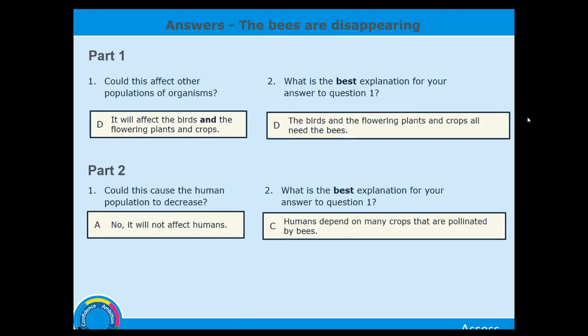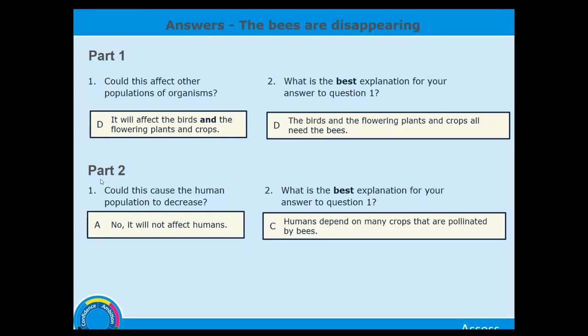We mark the question. Right. So for part one, it says, could this affect other populations of organisms? Of course. If there's a decrease in the bee population, it will affect the birds and the flowering plants and crops, because in the food chain, the birds eat the bees. Now, what is the best explanation for your answer to question one? It's like give a reason for your answers. The birds and the flowering plants and crops all need the bees.